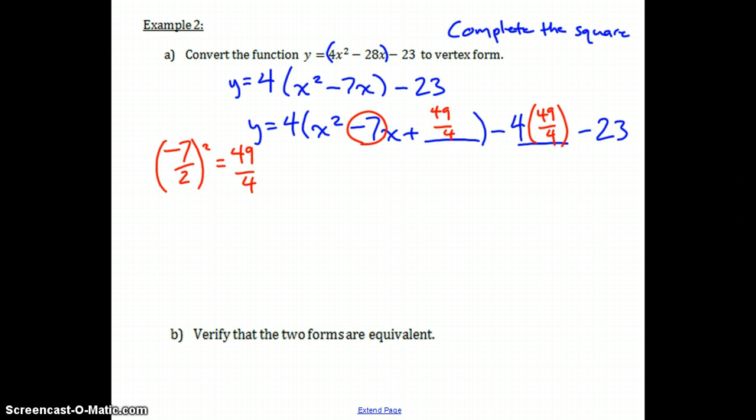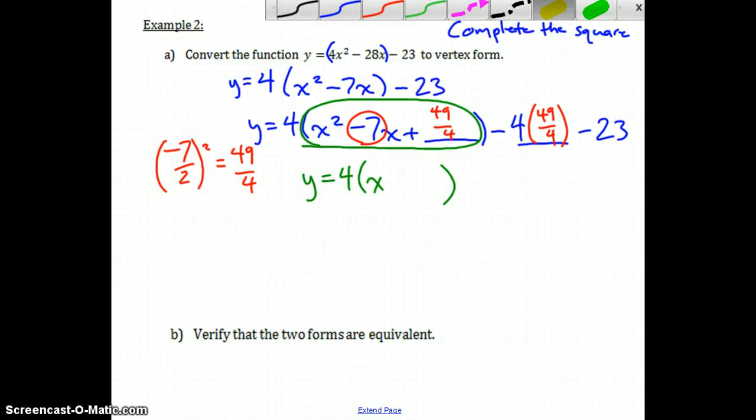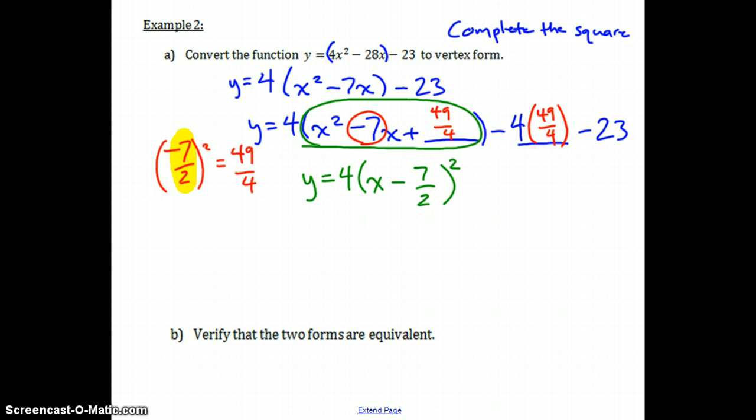Then we just simplify. We've got y equals 4, and the point of completing the square is for all of this here to turn into a perfect square, or a trinomial square, and it does. It becomes x, and then we're looking for two numbers that add to give negative 7 and multiply to give 49 over 4. If we can't think of them, remember, it's always this number here. So it becomes x minus 7 over 2, all squared.